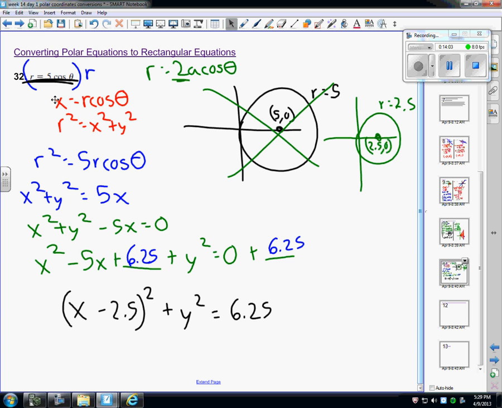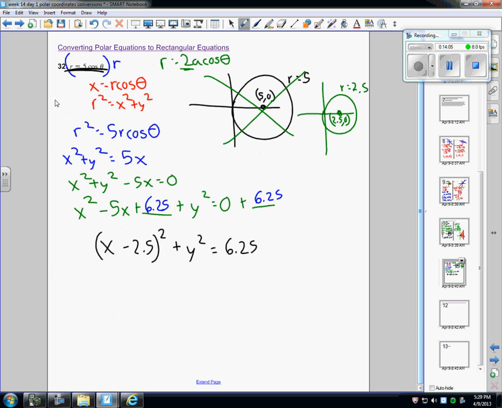So let's see here if this is actually turning into that. This is (x minus 2.5) squared plus y squared, and 6.25 is 2.5 squared, like we predicted. And again, I'm sorry, I'm kind of mumbling the last couple slides here as I am getting tired.